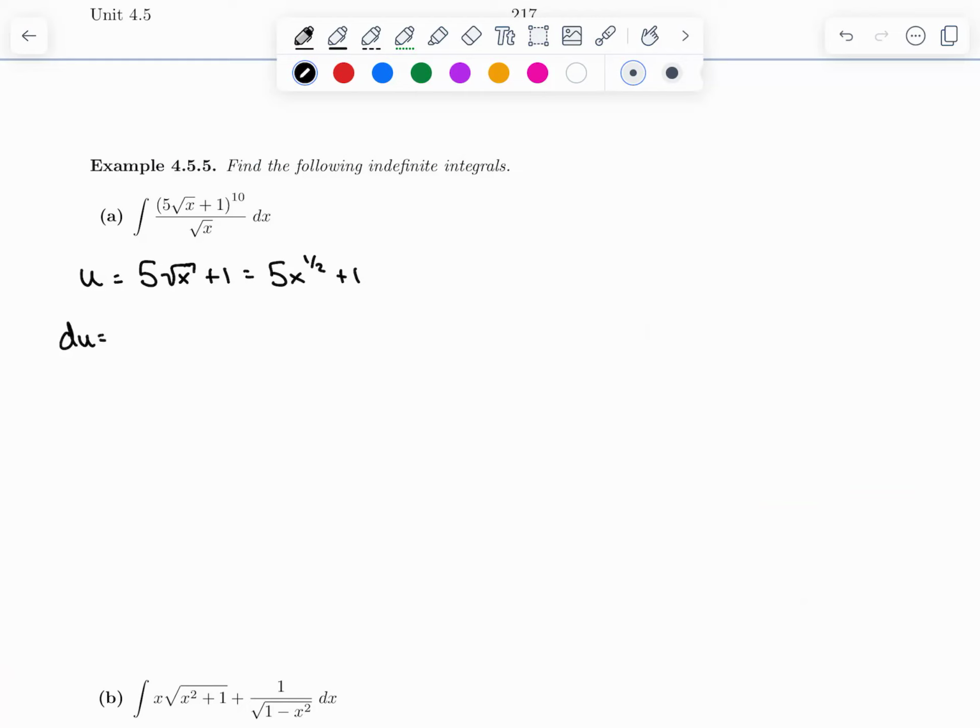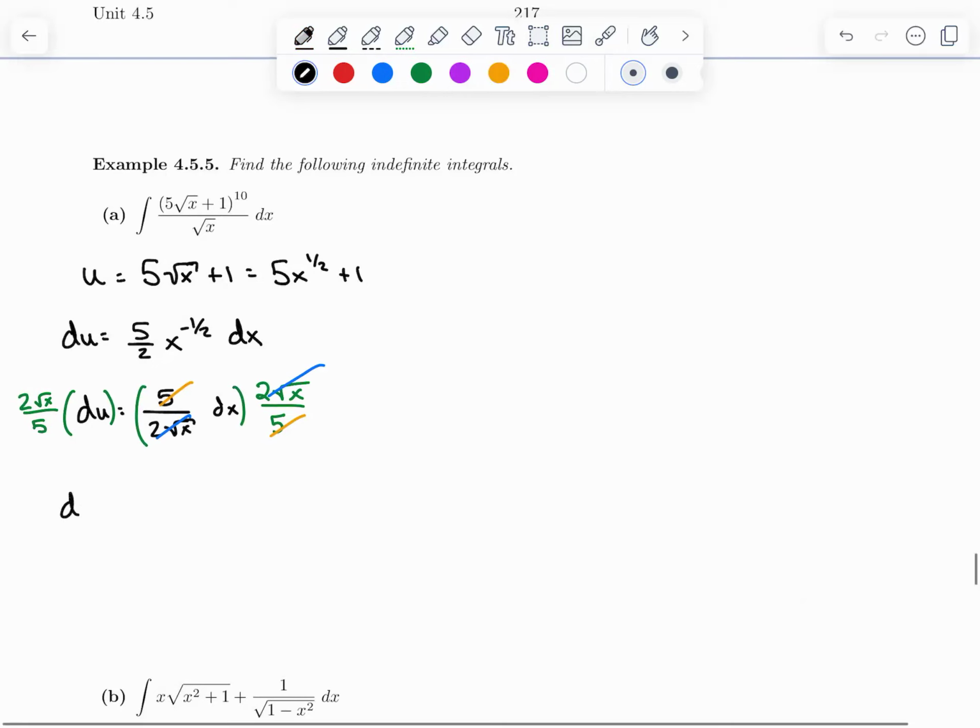So du would therefore be 5/2 times x to the negative 1/2 dx. And since I'm going to be solving for dx, I'm going to simplify this. I'm going to rewrite it in radical form to make it easier to approach. So du will equal 5 over 2 square root x dx. And in order to solve for dx, you can either divide by 5 over 2 square root x and flip and multiply, but I'd rather just get some practice doing some more algebra. I'm going to multiply by the reciprocal. So I'm going to multiply by 2 square root x over 5 to cancel it on the right-hand side.